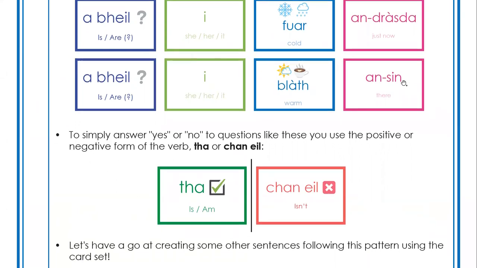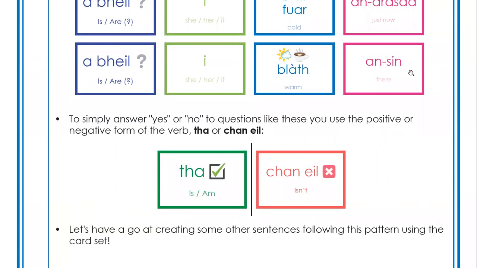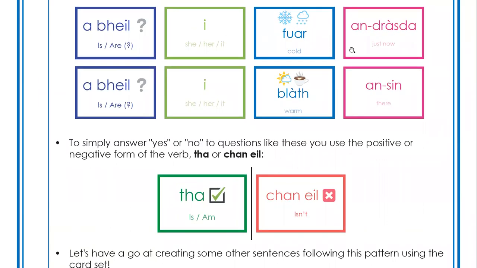A veli bla and shin? Ha, ha I bla and show. Yes, it's warm. A veli bla and shin? Chanyel, chanyel I bla and show. So, I'm swapping and shin there for and show here. A veli fuad and draste? Ha, hai fuad and draste. A veli fuad and draste? Chanyel, chanyel I fuad and draste.